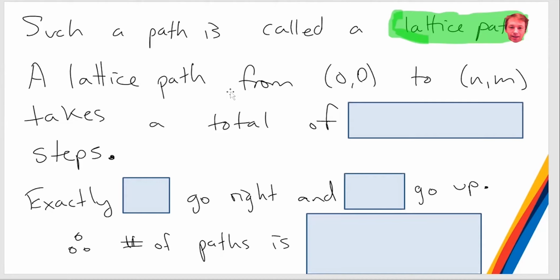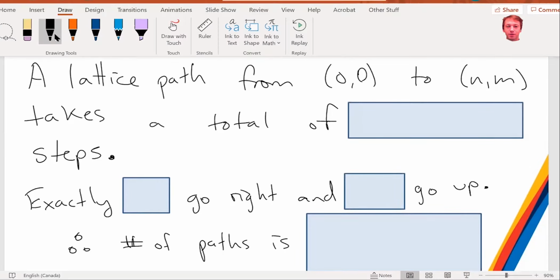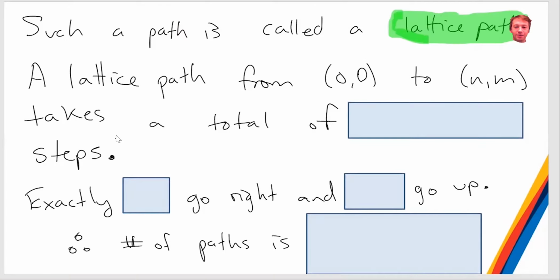We call this kind of path a lattice path. If I ever say those words, this is what I mean: one of these right or up paths. So how many total steps? We do have an answer in the chat, which turns out to be the right one. But let's derive why that's the right answer.